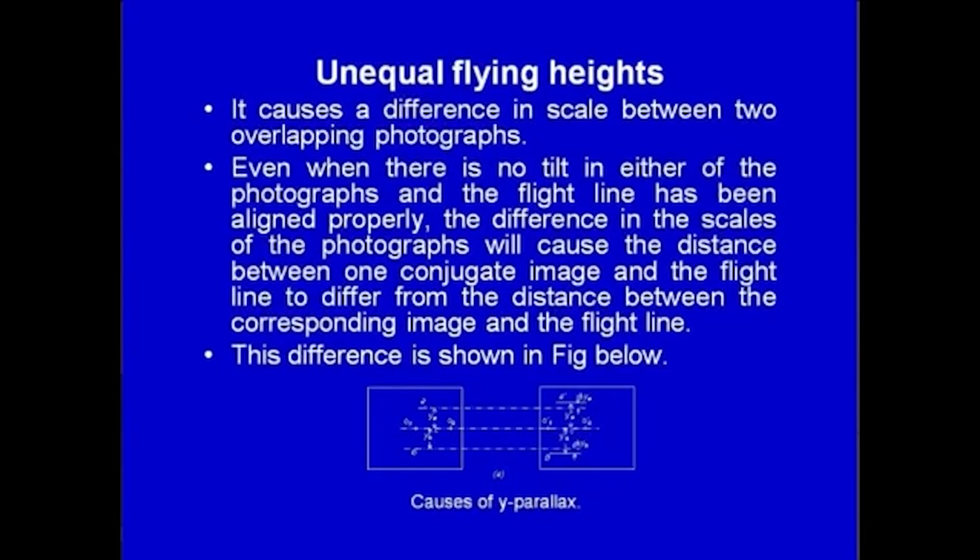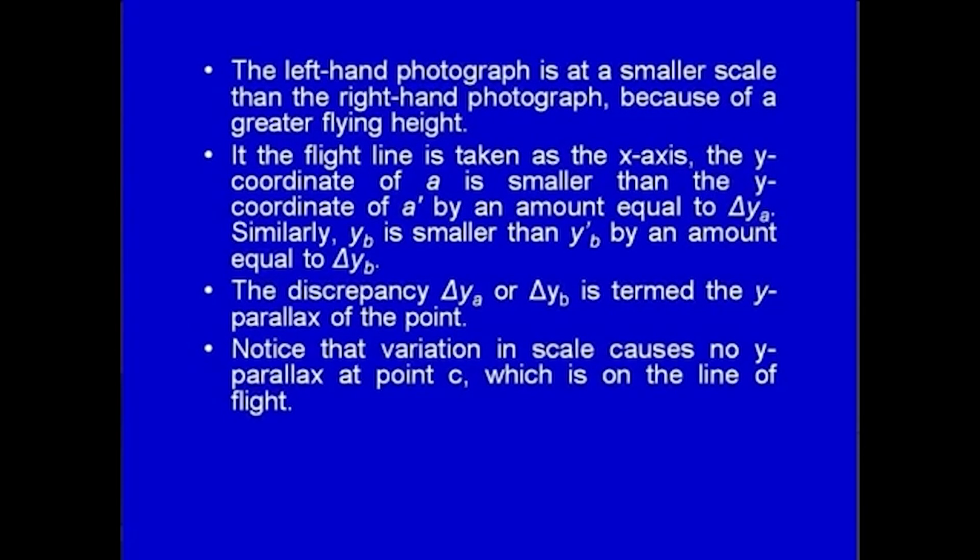Even when there is no tilt in either of the photographs and the flight line has been aligned properly, the difference in the scales of the photographs will cause the distance between one conjugate image and the flight line to differ from the distance between the corresponding image and the flight line. This difference is shown in the figure below, wherein we can see the impact of unequal flying height. The left hand photograph is at a smaller scale than the right hand photograph because of a greater flying height.